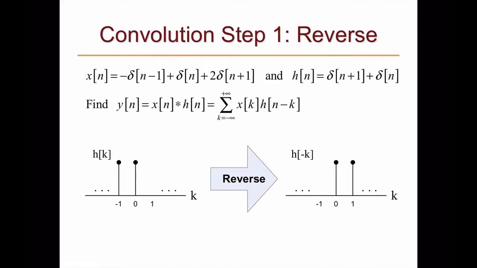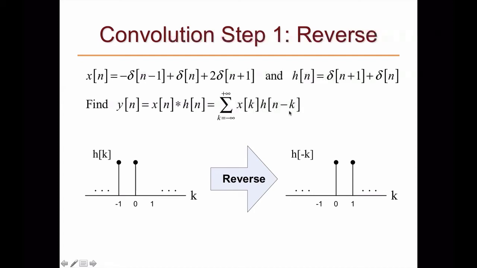The first step to do convolution is to reverse. Let's look at this example. Suppose that the signal x[n] is minus delta[n minus 1] plus delta[n] plus 2 delta[n plus 1]. So there are 3 stems, 3 bars. And h[n] equals delta[n plus 1] plus delta[n], so there are 2 bars at minus 1 and 0. And the idea is to find the convolution, which is the summation over k from minus infinity to infinity of x[k] h[n minus k].